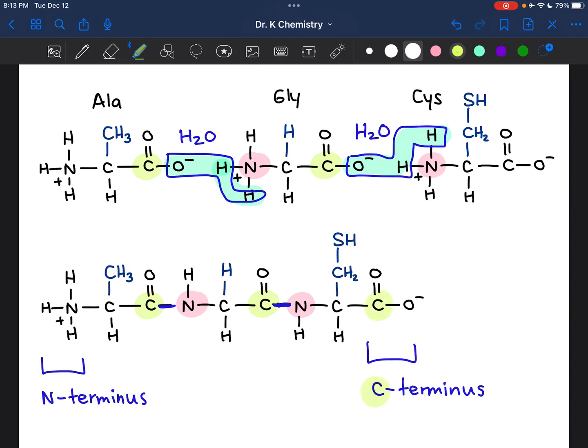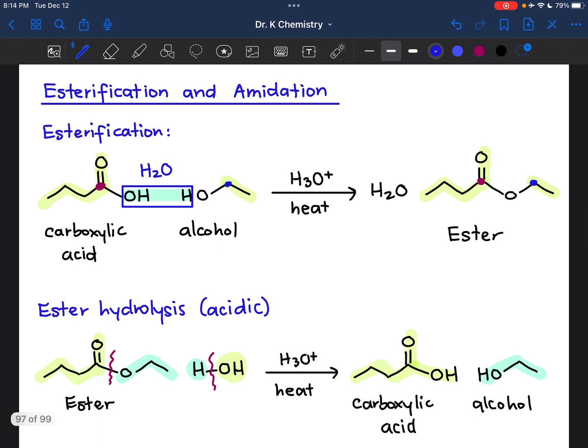And those are named based on the atom that is indicated in the structure. So notice how here the chain ends in a carbon, hence C terminus. And here the chain ends in nitrogen, hence N-terminus. So the reactions that form amides also apply to these larger structures.